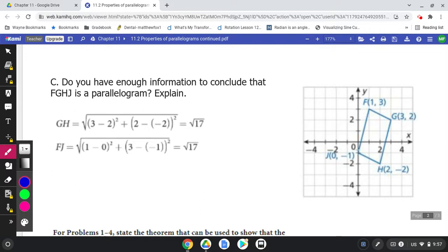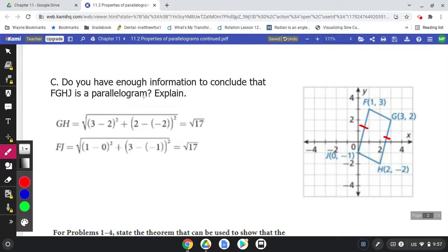Now, you might not know what square root of 17 is, but the key is, if they both are square root of 17, even if we don't have a clue what it is, we know they are congruent. So right away, I can mark GH and FJ, let me do this in a different color so it stands out, as congruent to the opposite side. All right. Now, the question says, do we have enough information to conclude that it is a parallelogram?